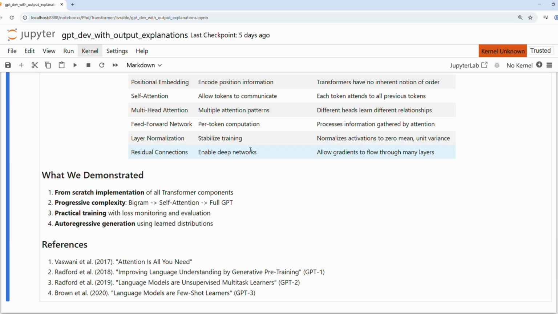Thank you for following along with this implementation. I hope this has given you a clear, mathematically grounded understanding of how generative pre-trained transformers work from the ground up.